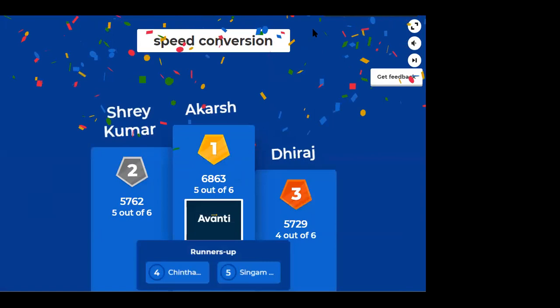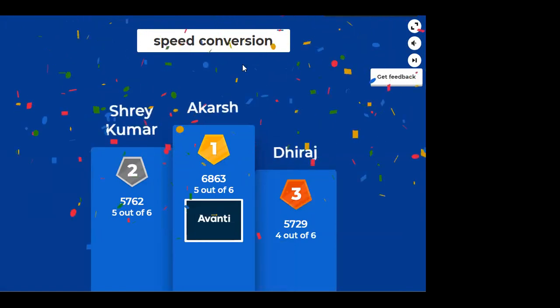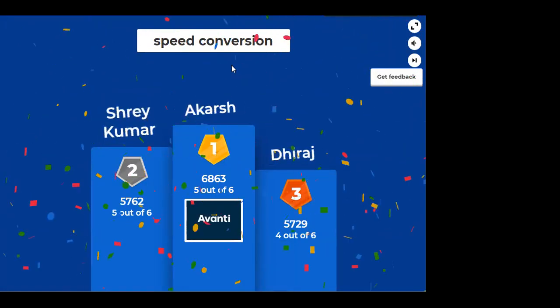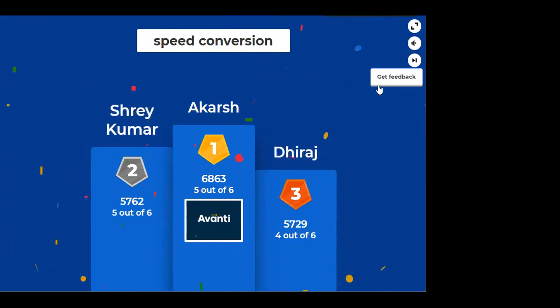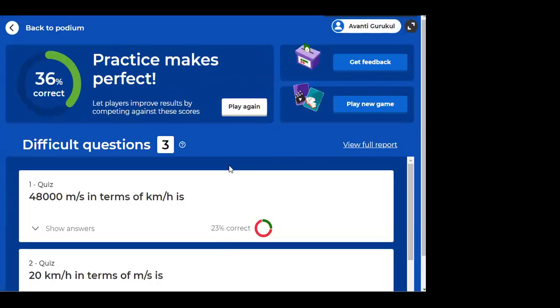Very good, Anya. You understood, right? Last question again, same, no? It is the same. Either you have to convert meter per second into kilometer per hour, or kilometer per hour into meter per second, right? So you just have to use this conversion, है ना?